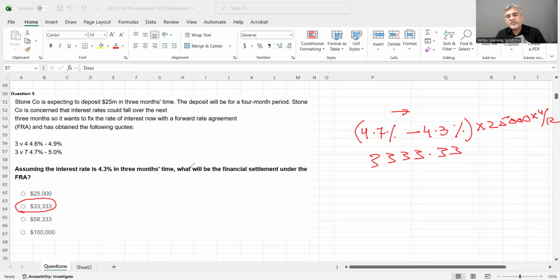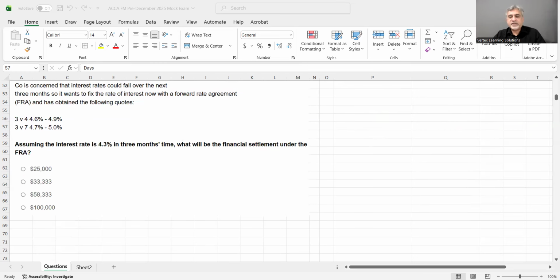So assuming the interest rate, what will be the financial settlement under the FRA? Under the FRA, the bank will give me $33,333. They will give me, not I have to give them. Okay, so this question is done. If you want to ask something on this question, please ask.